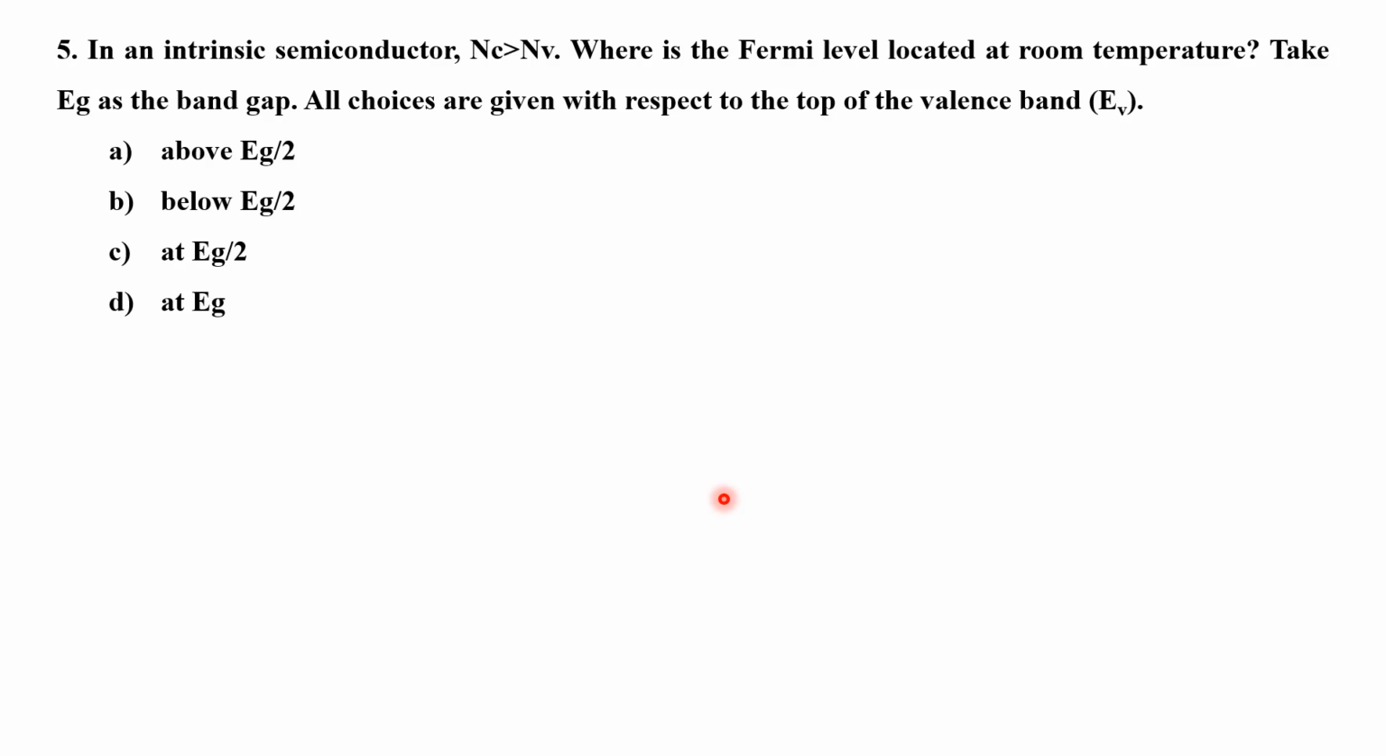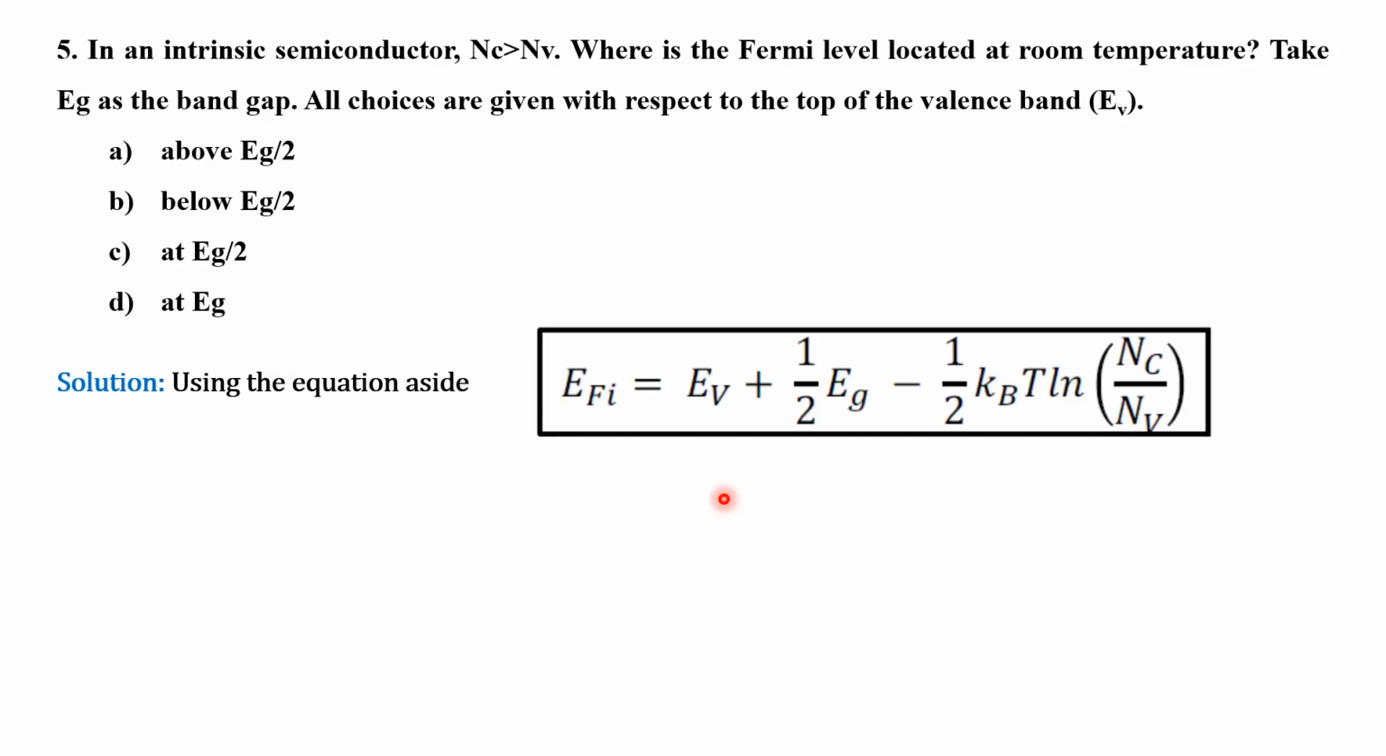Again the same equation: EF minus EV is equal to that equation you have to use. Earlier we were using the equation which had me star and mh star. Here we should not use that equation, but a similar equation with Nc and Nv. This is the equation you have to use here. The other equation was derived from this one. Earlier we used me star and mh star instead of Nc and Nv, so this is actually the base equation that we use.